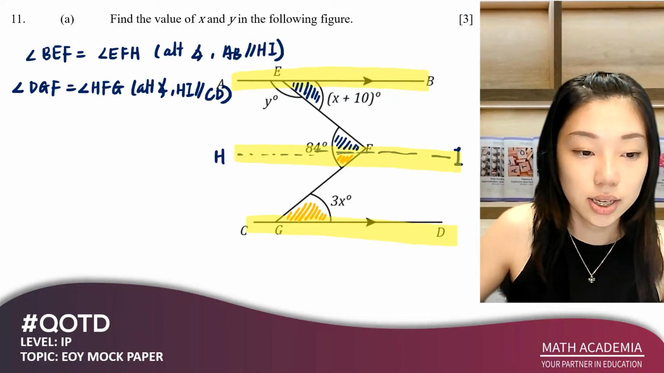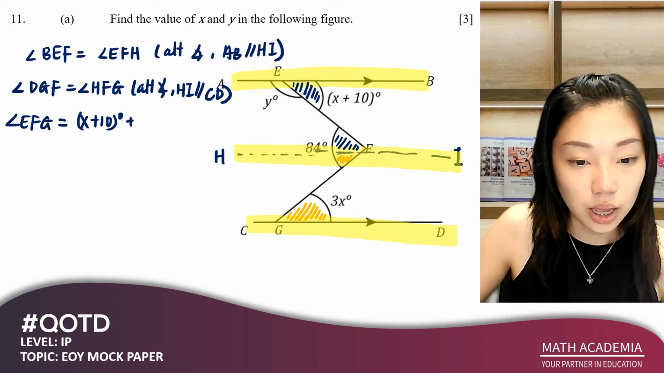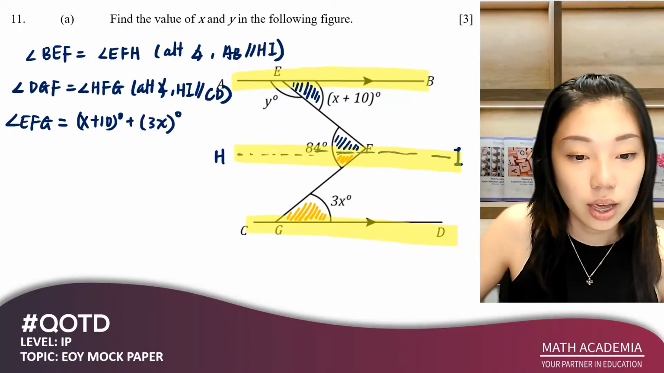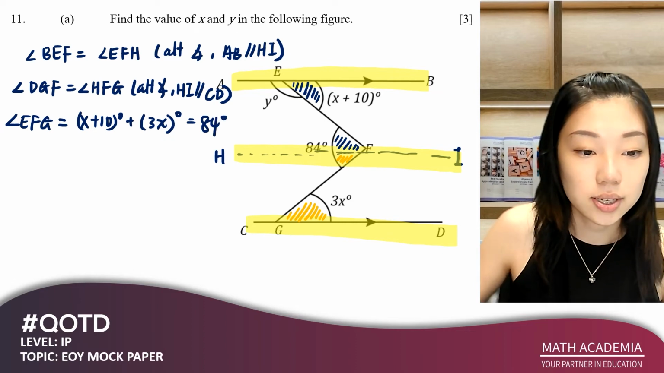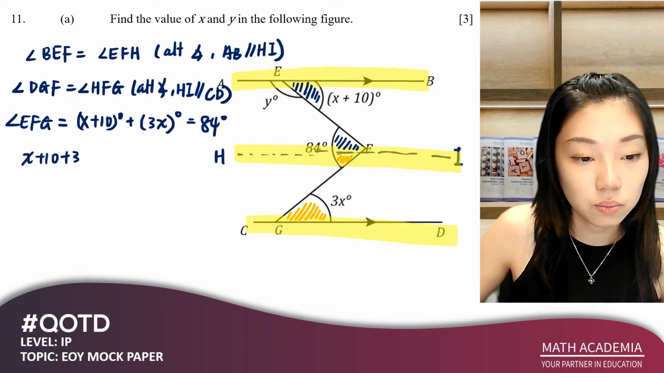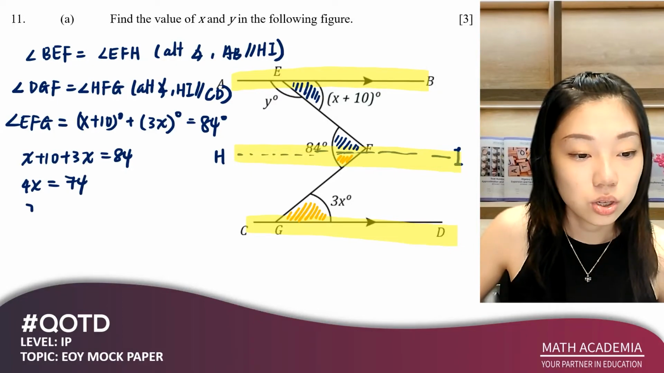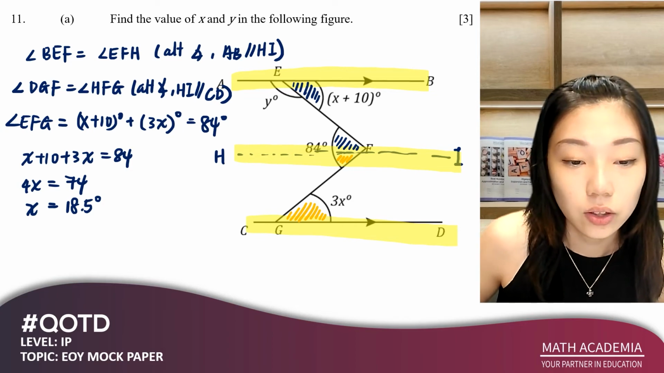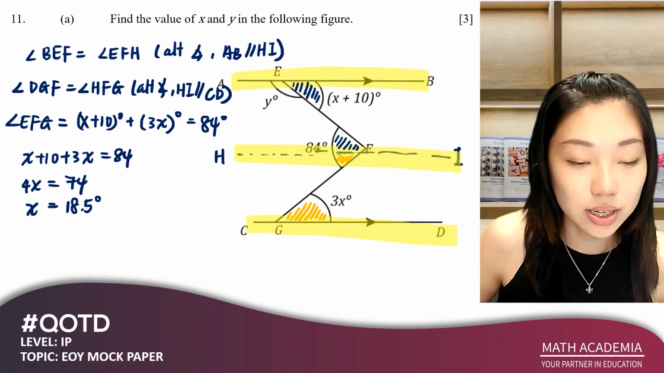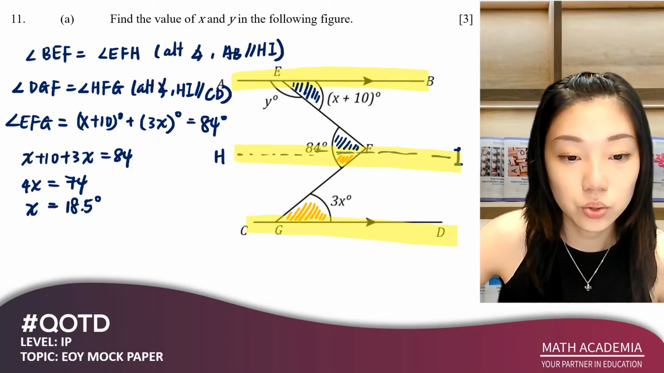So what can I say? Angle EFG equals x plus 10 degrees plus 3x degrees, and also it equals 84 degrees. So let's solve for x. I have x plus 10 plus 3x equals 84. 4x equals 74, so x would equal 18.5 degrees.